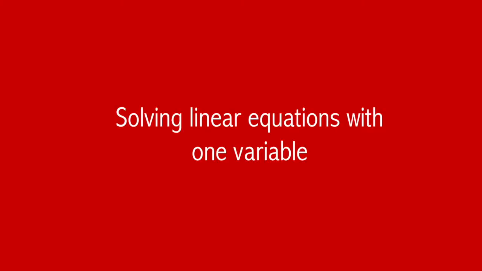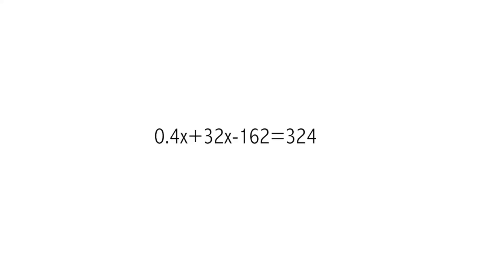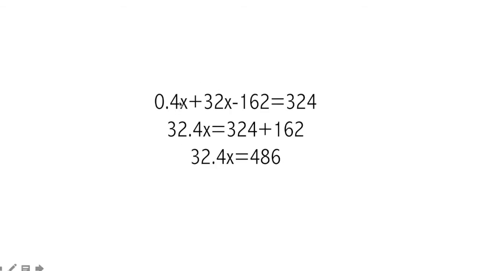Another thing you need to look at is solving linear equations with one variable. So you might have a simple expression like this. What you're supposed to do is group all the variable terms together, and group the numbers together, and group the x's together, or a's or b's or whatever that is. So we'd add these together, 32.4x. We take the 162 to the other side, so we could group them together.